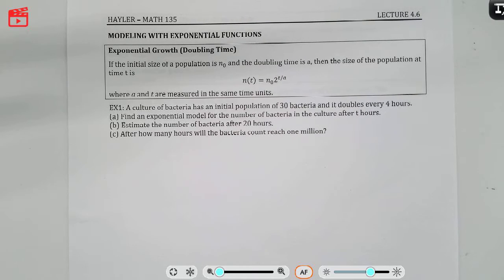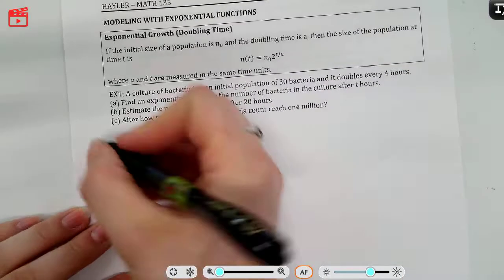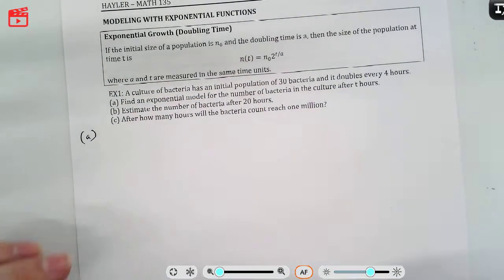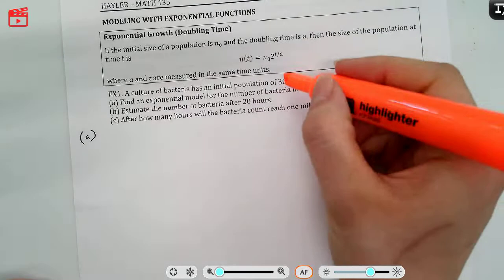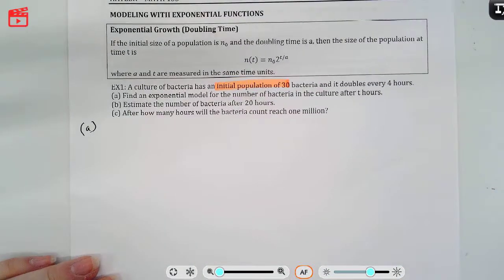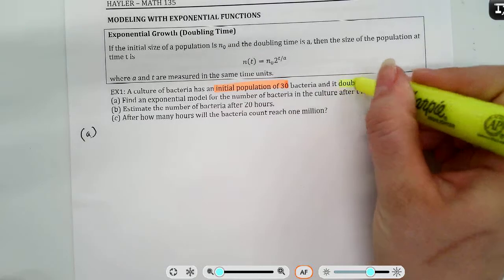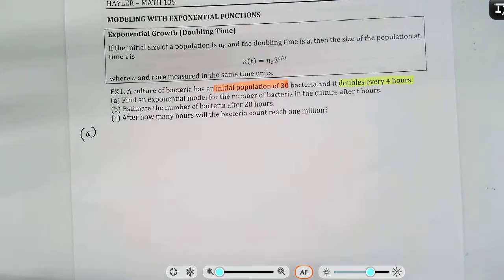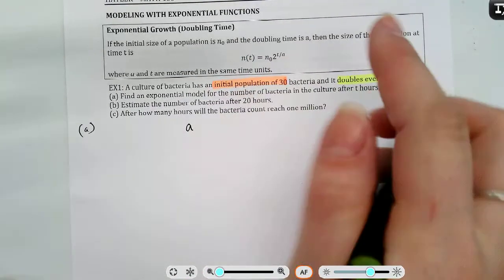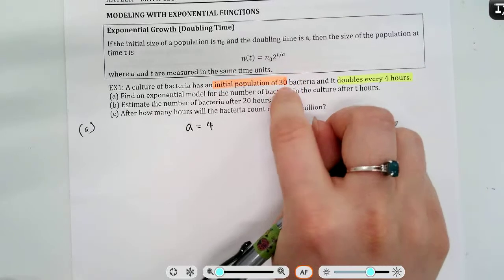All right, so a culture of bacteria has an initial population of 30, and it doubles every 4 hours. So the first thing we're going to do is find an exponential model for the number of bacteria in the culture after t hours. Well, I know that the initial population is 30, and it doubles every 4 hours, so we're looking at the time unit of hours. So the doubling time a is 4, and the initial population, 30, is n sub 0.